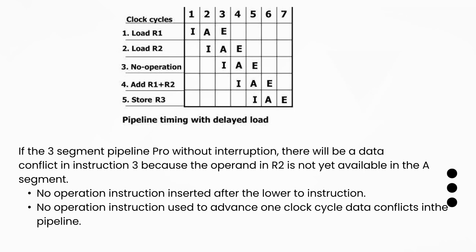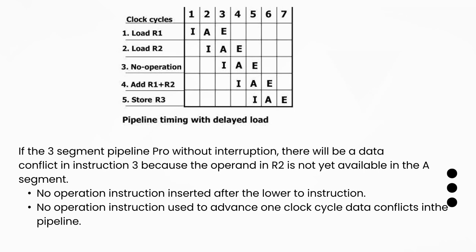After that, for the add R1 plus R2, the data is available and we can easily fetch the data, add the two values R1 plus R2, and finally store the result into R3. So that timing diagram represents the pipeline with the NOP inserted, that is, no operation.